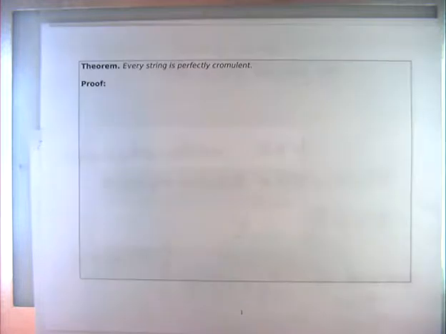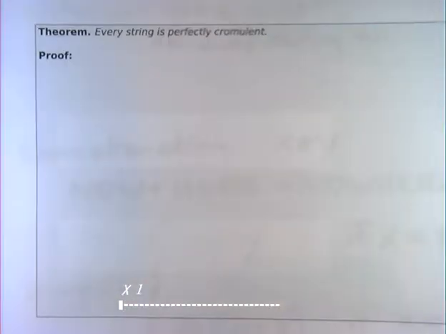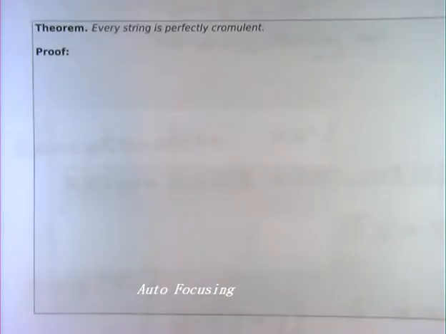So I'm going to think about a slightly different theorem because I deliberately want you not to know what the theorem means. I want to show you how much of the proof you can write without knowing anything about the meaning of the theorem. And this really is the attitude that you should take. Okay, so I'm going to imagine that I want to prove that every string is perfectly cromulent, whatever that means. So what is the first step? What do I do first?